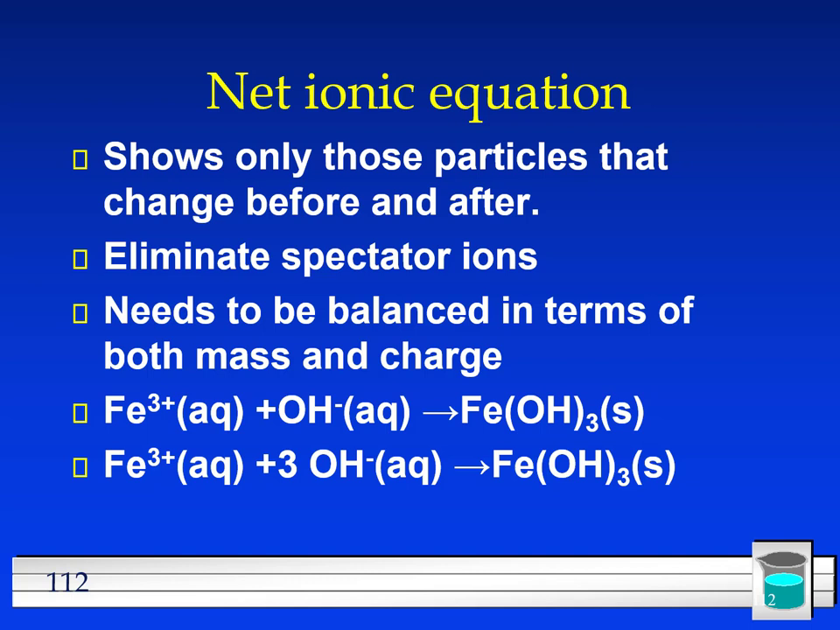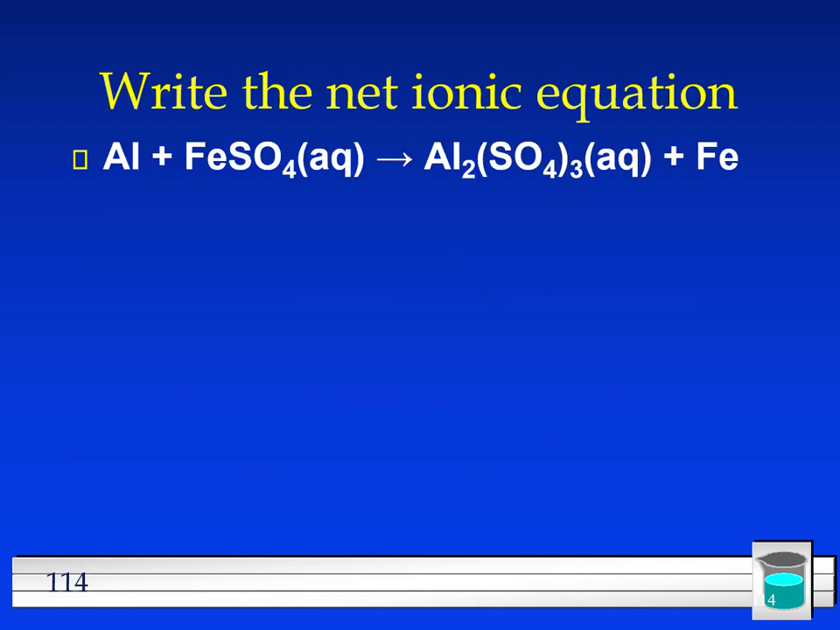So let's try a couple of these. Write the net ionic equation for this. Aluminum and iron 2 sulfate makes aluminum sulfate and iron. Al plus FeSO4 makes Al2(SO4)3 plus Fe.